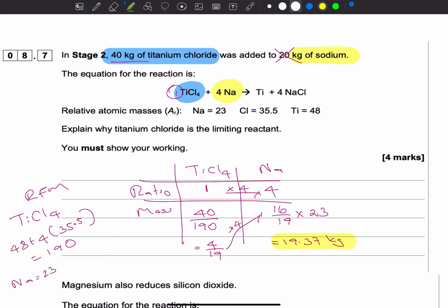But if you look at it, how much do you have? You have 20 kg of sodium, so it's in excess, because remember you need that much only, but you have 20 kg. So titanium chloride, TiCl4, is limiting.